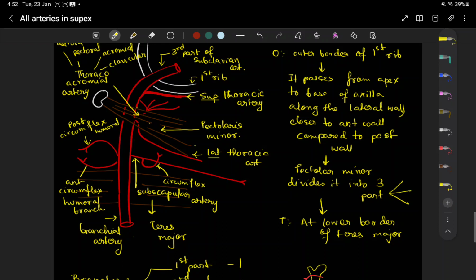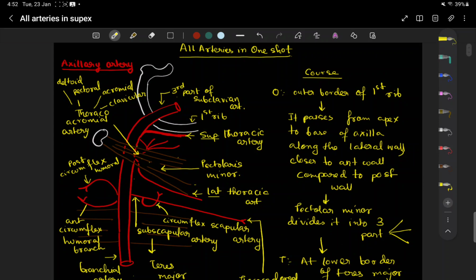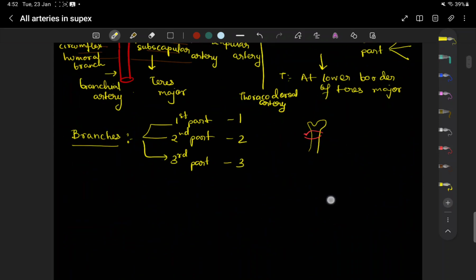It gives a branch that is the circumflex scapular artery. So after giving the branch, the remaining artery's name changes, and it is called the thoracodorsal artery. Okay, remember that. So we are done with the branches.